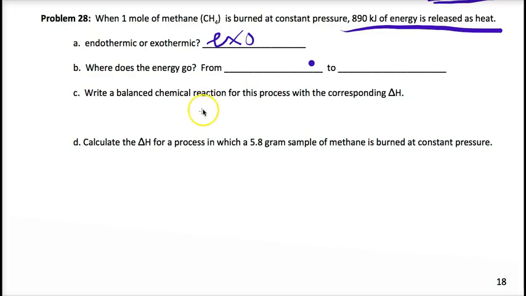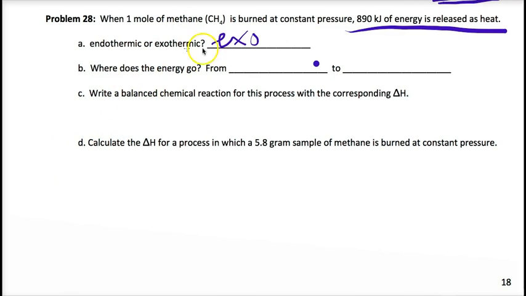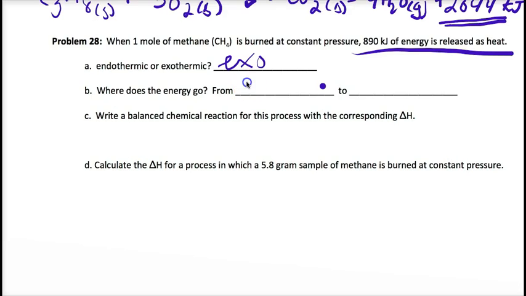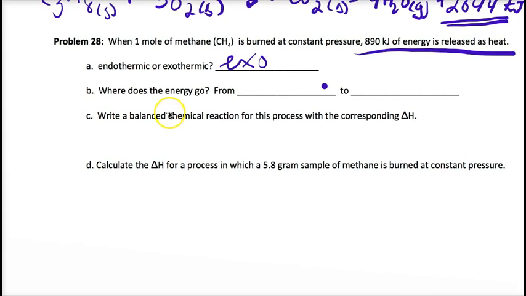So where does the energy go? From the reactants to the products. Or what you could say is maybe from the energy of the bonds to the surroundings, if you'd like. So however you want to word that. So reactants to products. We could say maybe something like from the bonds to the surroundings. From the system, which is your bonds, to your surroundings. That's fine. Write a balanced equation.